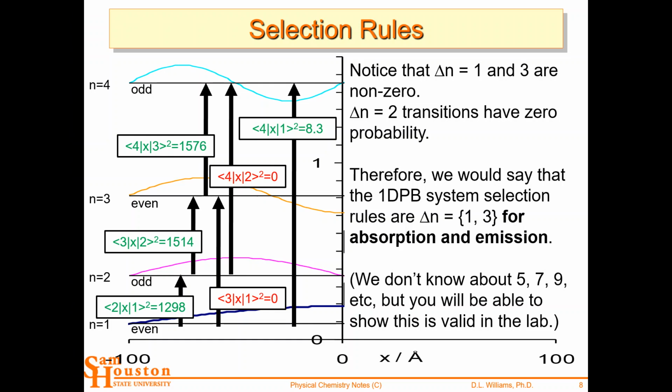In that particular result, we have deduced the selection rules to be delta n equals 1 or 3. It could be plus or minus 1 or plus or minus 3 because it's also allowed to go down in emission. We don't know about 5, 7, and 9, but in your lab you might have been assigned a delta n equals 5 or whatever. So we could poll everybody and make up a table with all of the allowed transitions and all of the forbidden transitions. If it comes out to be 0, we call it a forbidden transition.